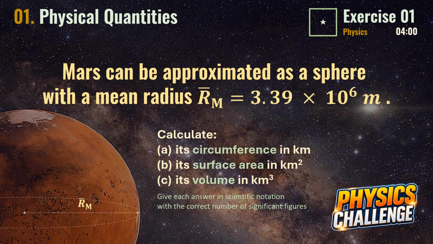To get started, we're heading to Mars. Using only one given value, your task is to determine three important measurements of the planet. Take about 4 minutes. Read the problem carefully, then try to solve all three parts on your own. After that, compare your work with my step-by-step explanation. By the end, you'll see how much information we can find from just one single value.